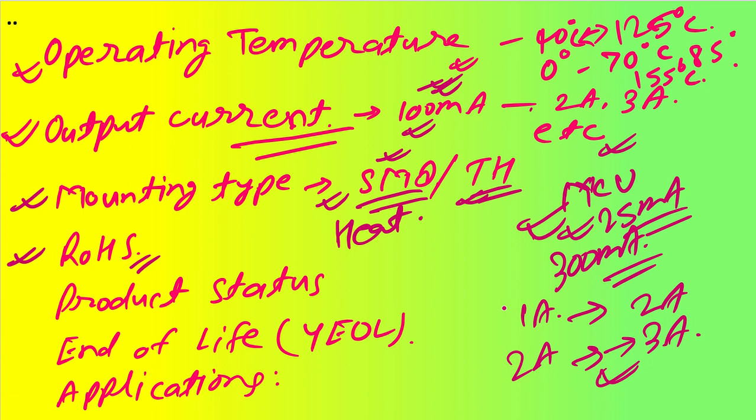Some more parameters like product status. What is the product status? Whether it is active, or it is going to go out very soon. Let's say in one year, if it is going to go out, then you may not be willing to take that particular component for your design purpose. So you must see the status of the product, whether it is going to end in, let's say, maybe 5 years or 10 years or something like that. So that will come up under end of lifetime.